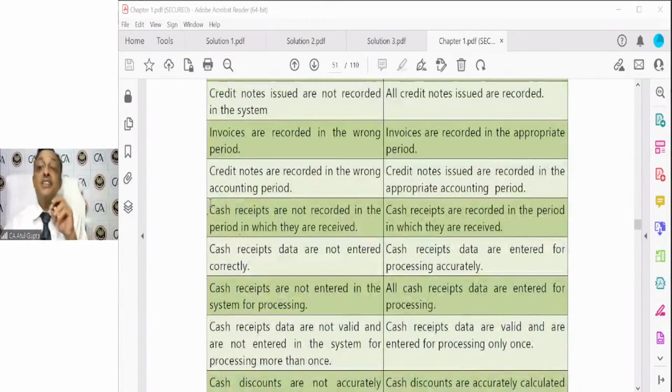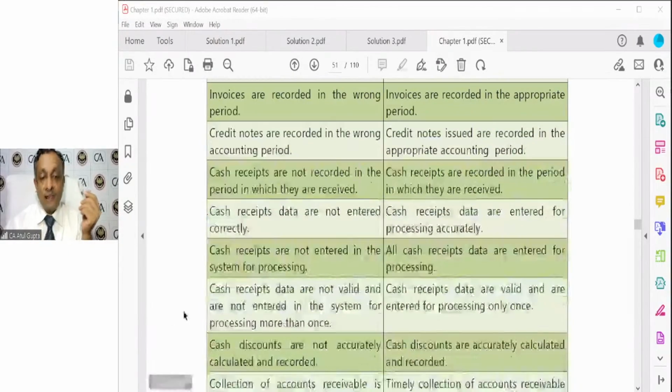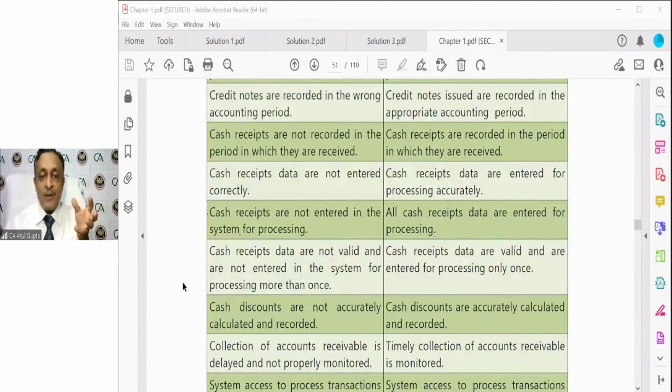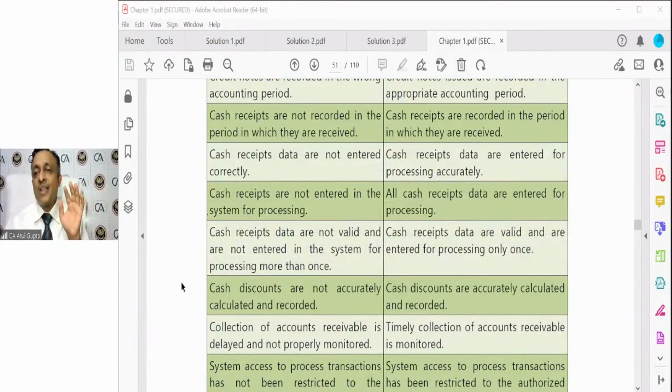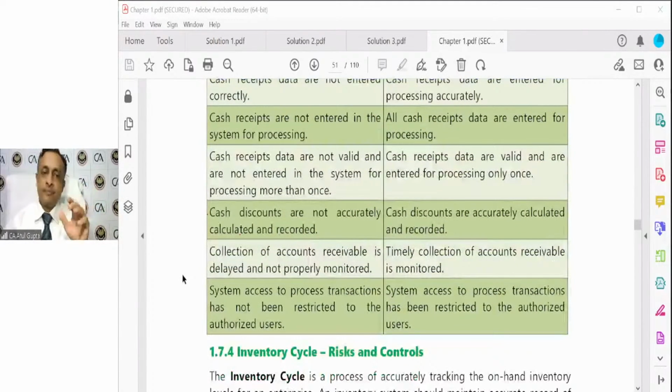Cash receipt not recorded, so fraud. You've read a lot of this in your audit. Cash frauds. Cash receipt data not entered correctly, again a fraud. Cash receipts are entered in system, not entered for processing, again a fraud. Invalid cash receipt, discount improperly recorded. So these are all indications of issues relating to fraud in system. They have to be properly controlled. That is the order to cash cycle. But these two are very intense.